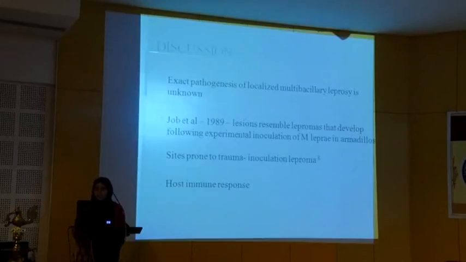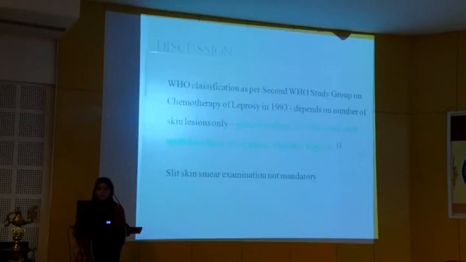The exact pathogenesis of localized multibacillary leprosy is unknown. Job et al. in 1989 reported lesions resembling lepromas that developed following experimental inoculation of Mycobacterium leprae in armadillos. He also suggested the sites commonly affected were those prone to trauma, suggesting an inoculation leproma. Also, host immune response plays a role.